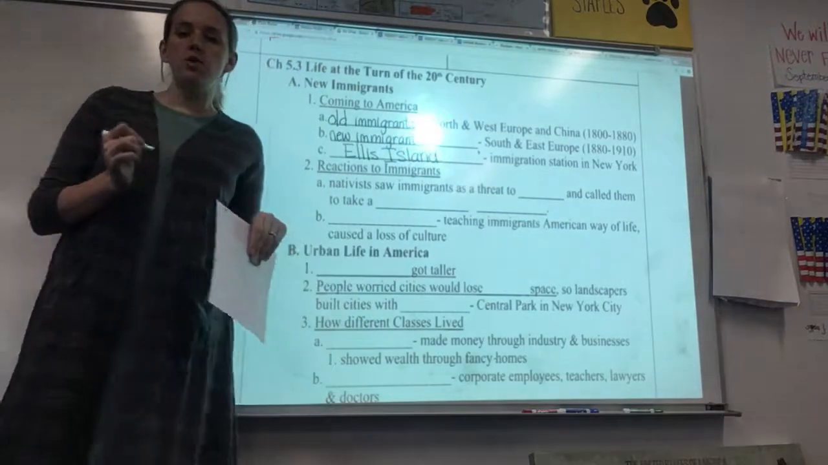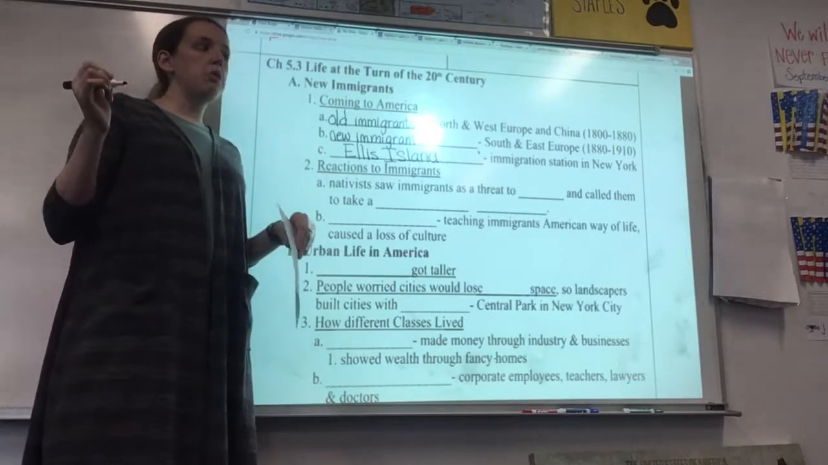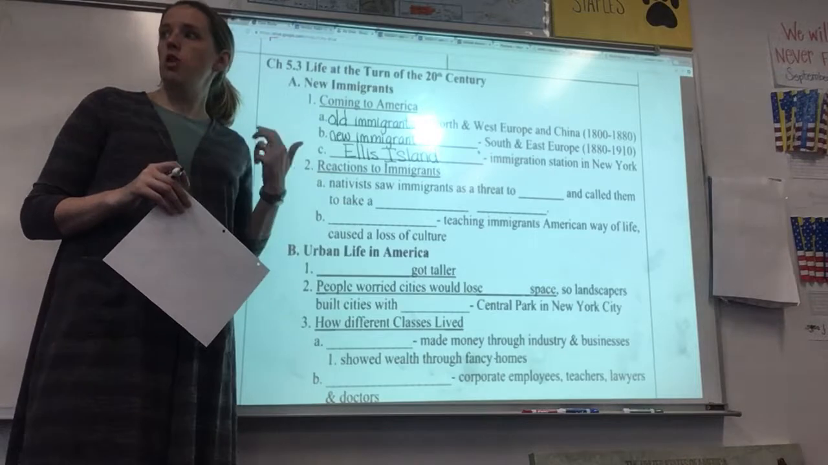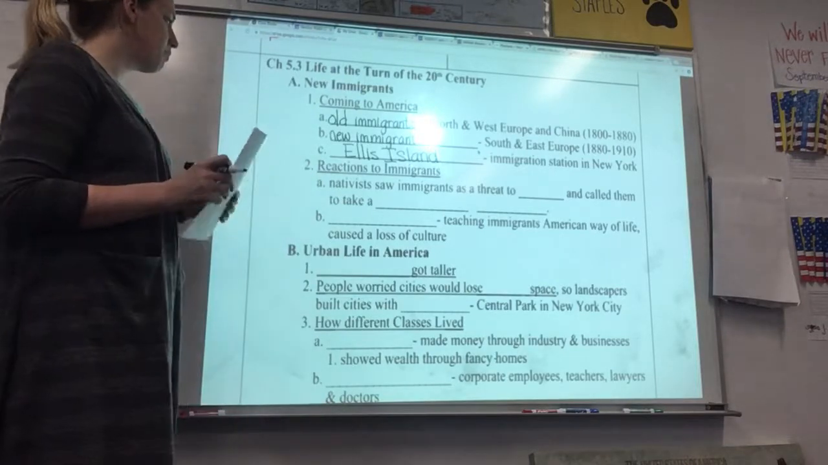Once we get done with the notes and the quiz for chapter 5, we'll be able to read a book, and it's all about an immigrant who came to the United States via Ellis Island. So I think you'll really enjoy it. It's a really good book.